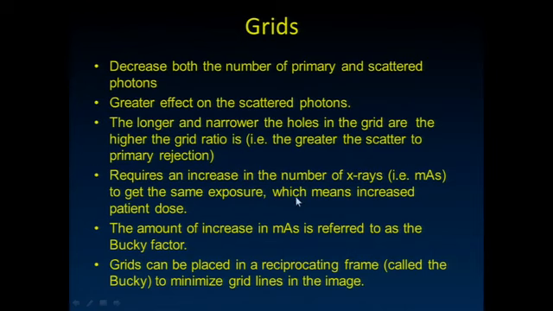Grids always require an increase in the number of X-rays, right? Because the number of X-rays that are going to hit the detector goes down with the grid. So you've got to provide an increased dose to that patient. And the amount of increase in mAs that's required is referred to as the Bucky factor, right? And that's an increased dose to the patient there.